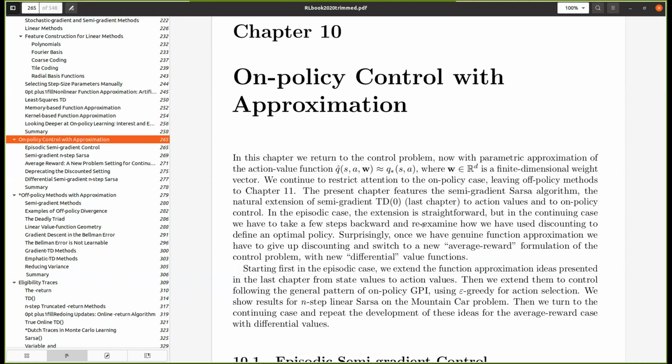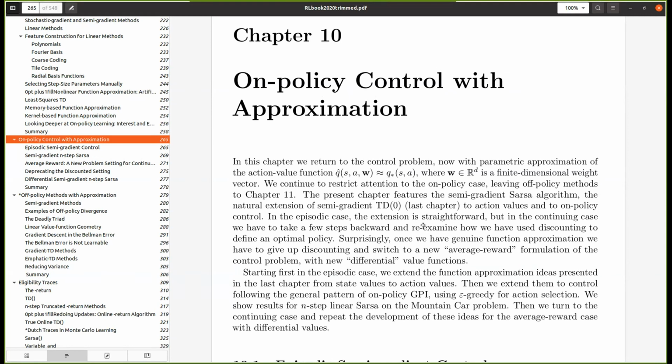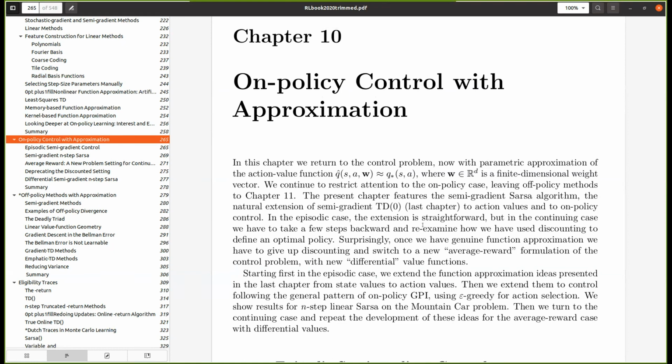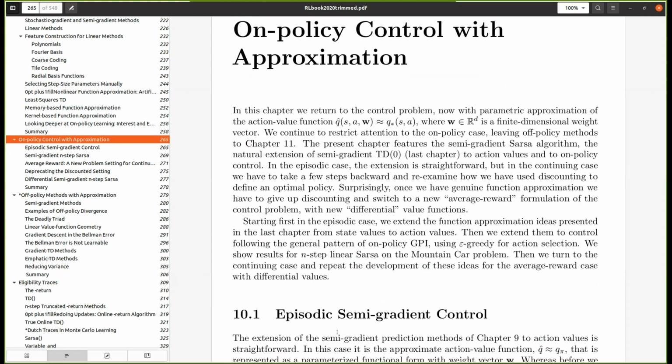Okay, today we will be discussing chapter 10, which is about on-policy control with approximation. So last week we finished talking about on-policy evaluation, and now we can switch to the control. And as usual, we will get from evaluation to control following our familiar pattern of using generalized policy iteration.